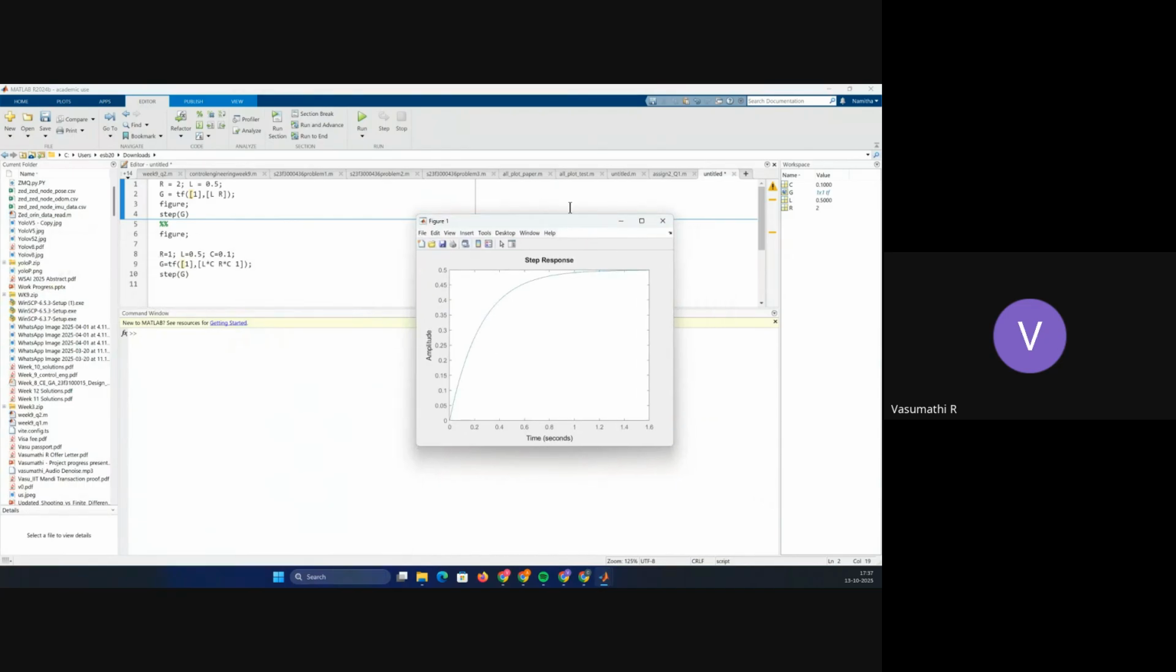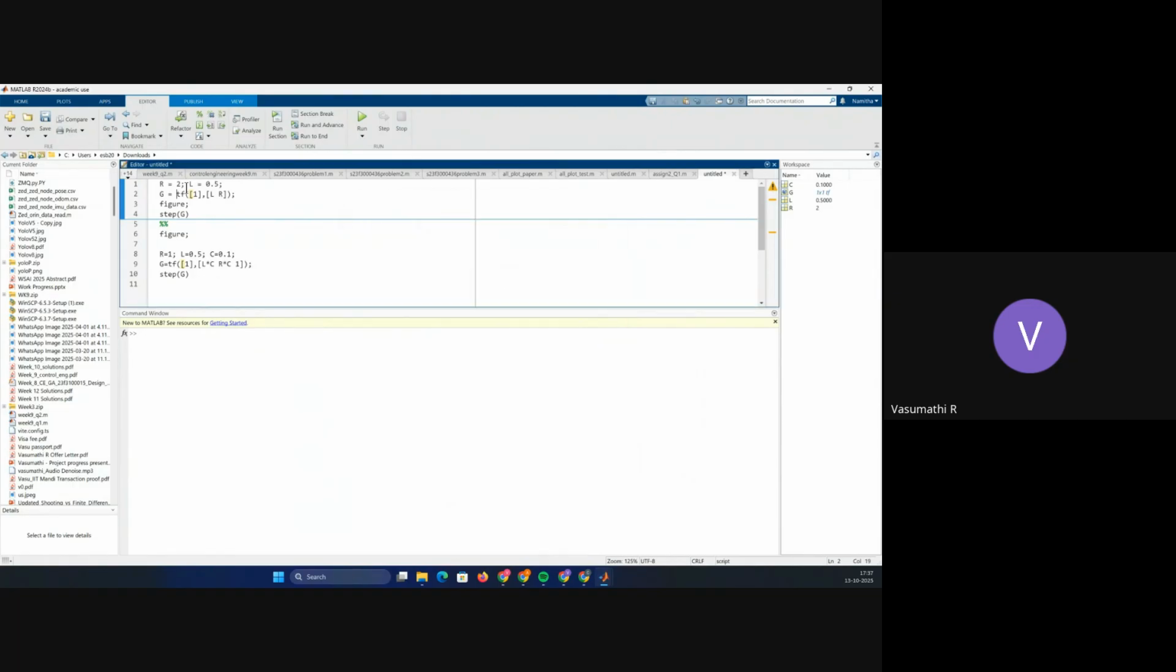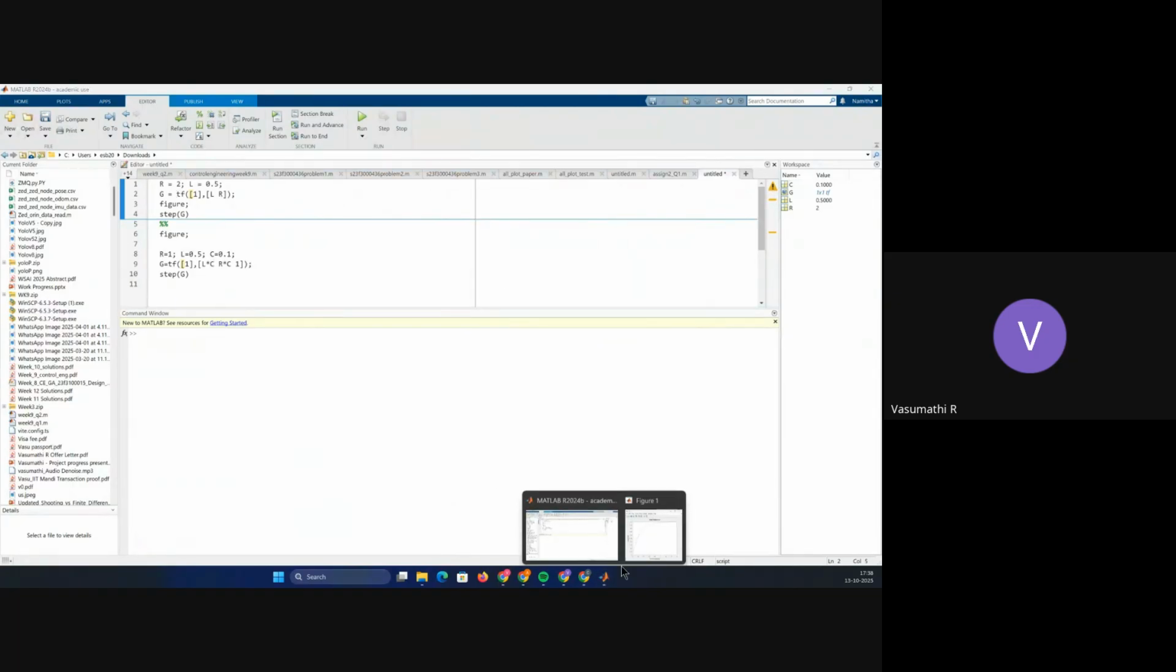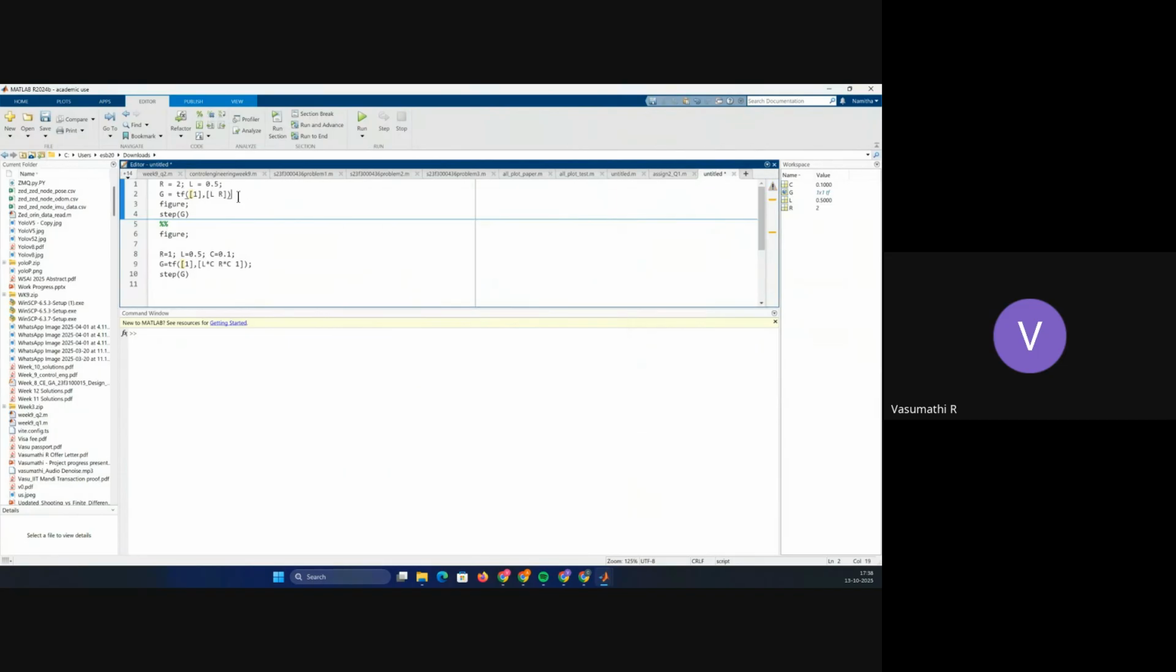This is the step response of a first order system. For example, I have considered 2 as a resistance value and 0.5 as an inductance value, and found the transfer function. I can show what the transfer function is. G first, I'm considering it will be G1, and this will become G2. Okay, right.